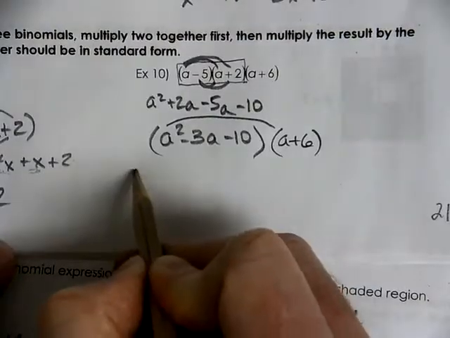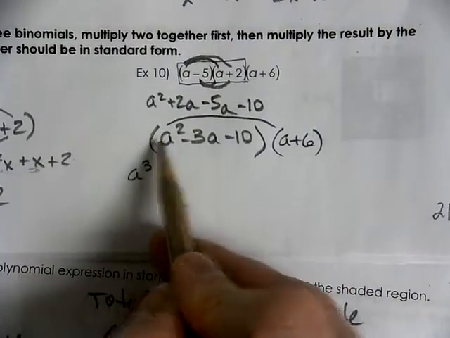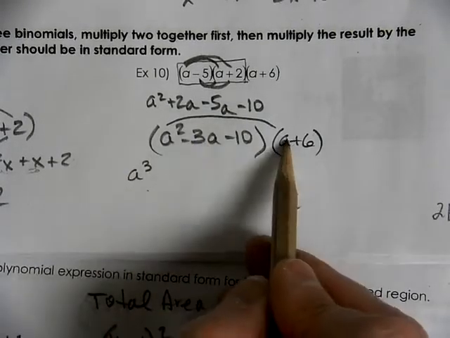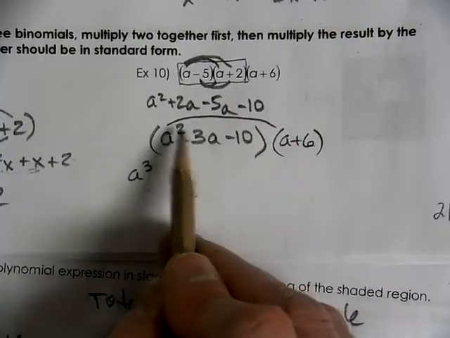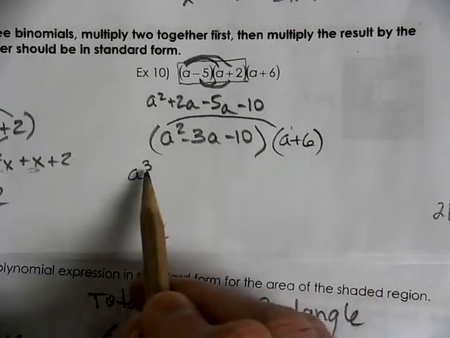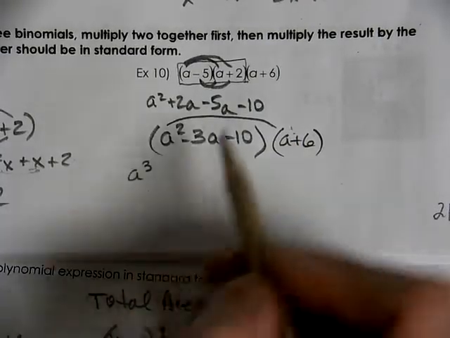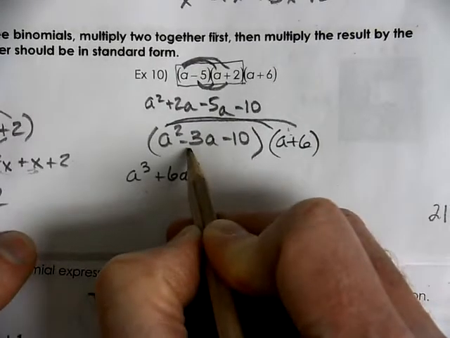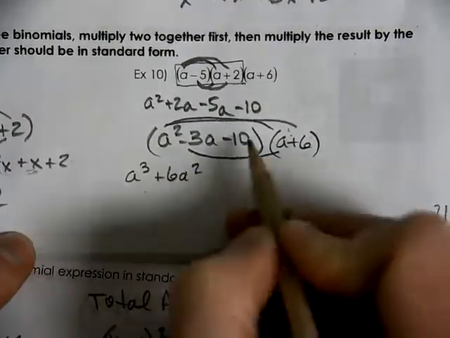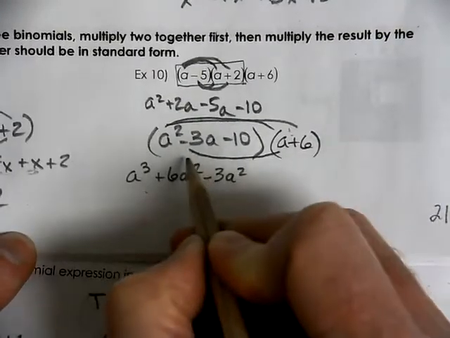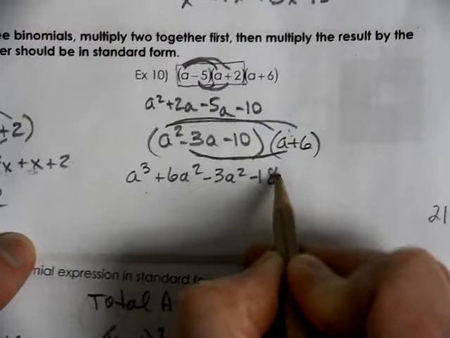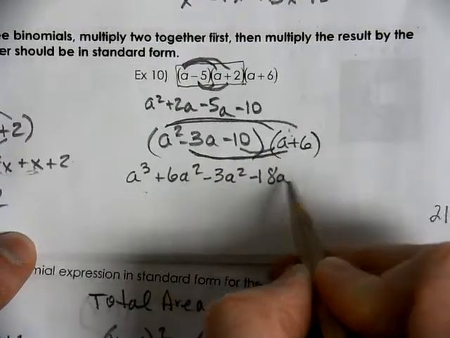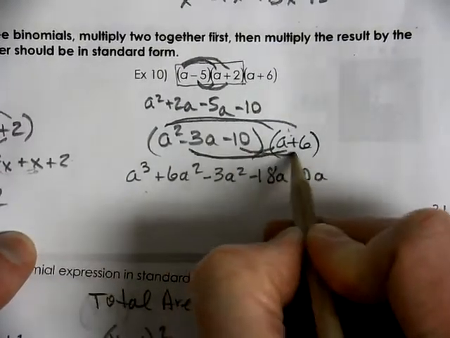So the a squared times the a. The 1 in front times the 1 in front gives you a 1 as your coefficient. Since the a's are the same, the exponents get added together. 2 and 1 gives you a total of 3. A squared times 6, 6a squared. Then you take your next term and you multiply through. So that's negative 3a squared, negative 18a. Then you take your last term and multiply through. Negative 10a, negative 60.